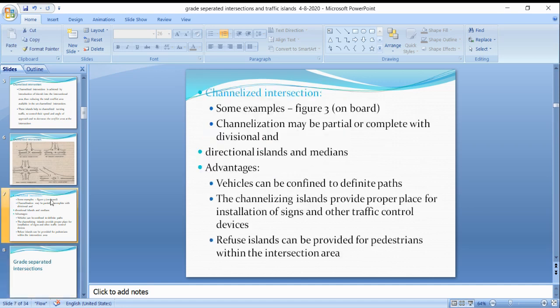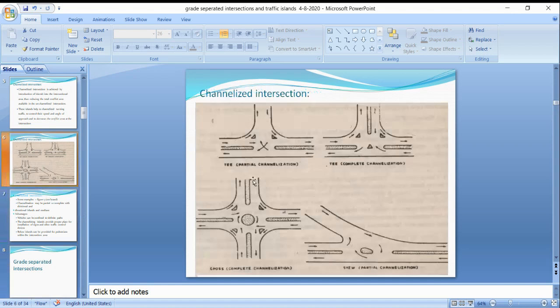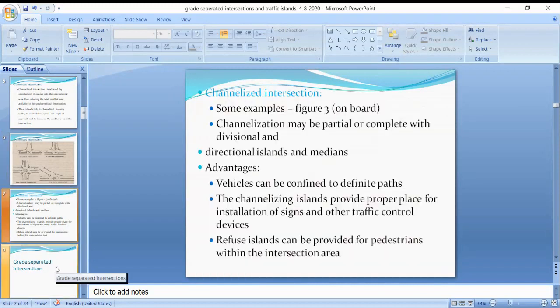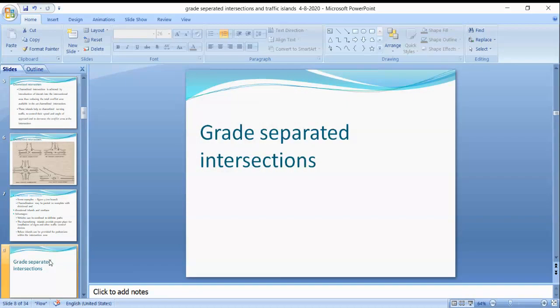Next, this is about the channelized intersection. We have seen the figures here. By keeping the islands, they give proper, definite indications and a definite path for the easy movement of the vehicles. Next comes grade separated intersections.